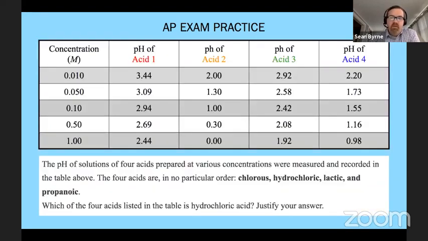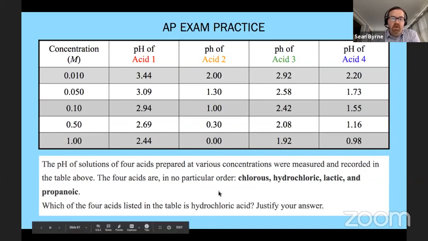Second problem for you is to consider 4 different acids, 1, 2, 3, and 4. This may be cut off, but it says pH of acid 4 up here. And each of these acids was tested at 5 different concentrations. These are increasing concentrations, and the pH of each of them was measured.